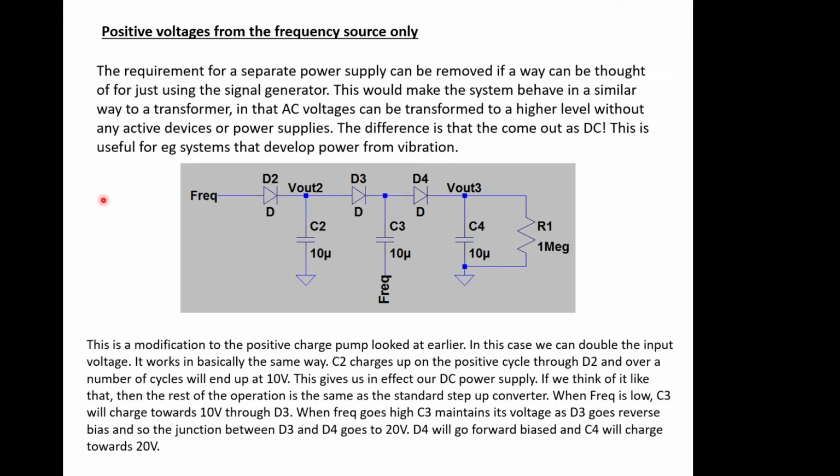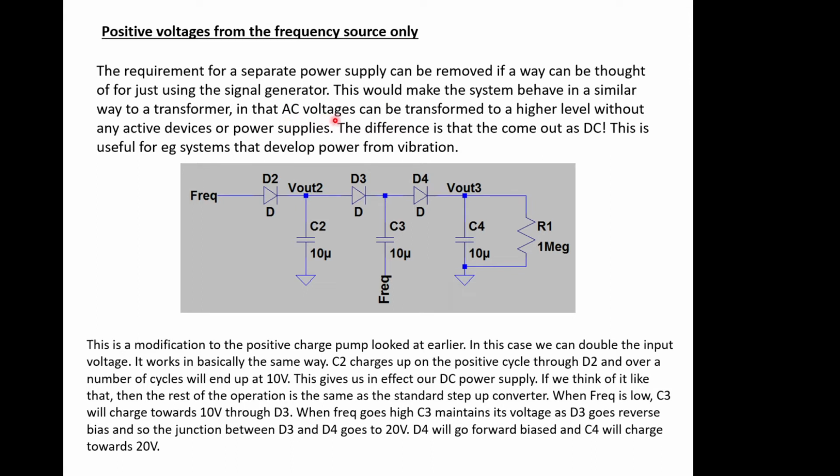The requirement for a separate power supply, because it'd be quite nice to be able to get positive voltages from just a frequency supply and not have to worry about having a separate voltage to drive with. We can get rid of that if we can think of a similar way of driving this circuit as we did for the inverting circuit, but using, just for the sake of argument, a signal generator. And this would make the system behave in a similar way to a transformer, in that AC voltages can be transformed to higher level without any active devices or power supplies.